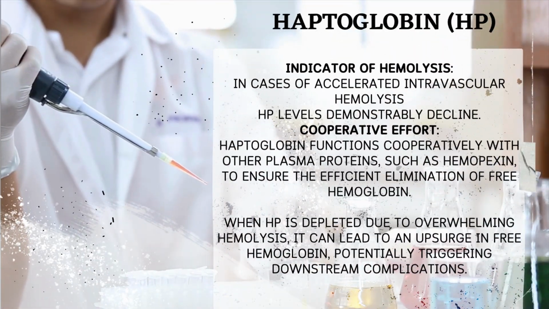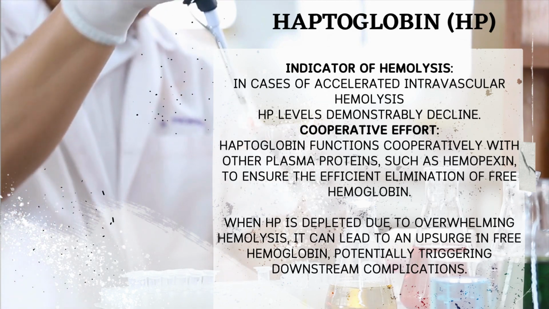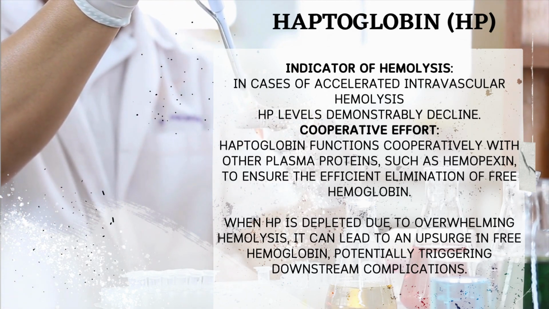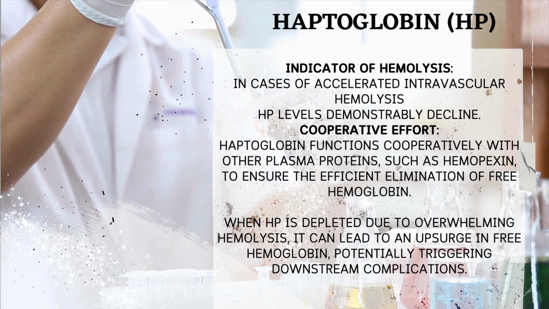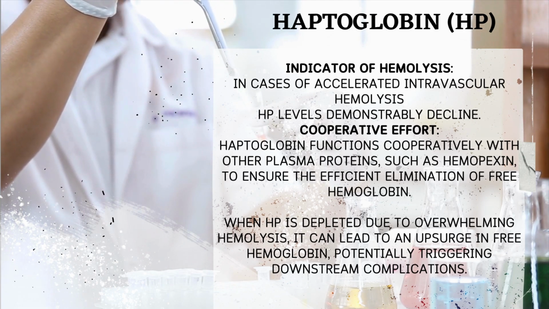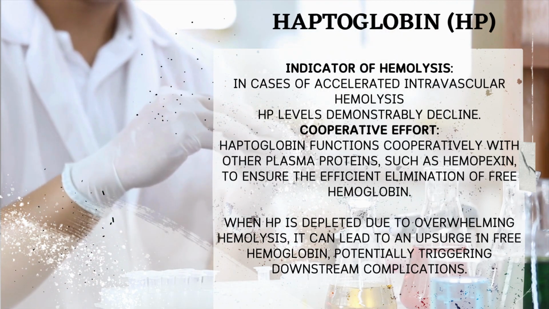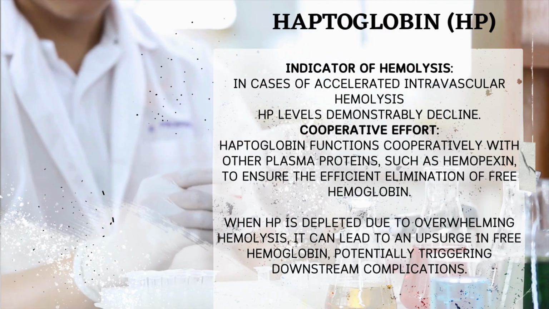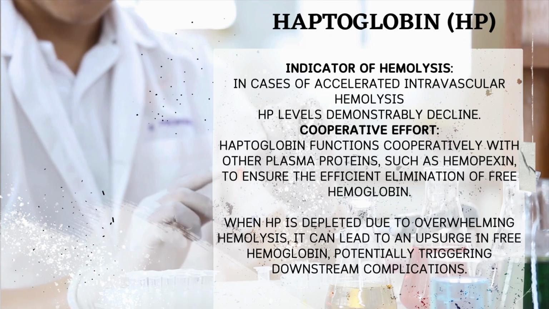Indicator of hemolysis. In cases of accelerated intravascular hemolysis, excessive red blood cell breakdown within blood vessels, HP levels demonstrably decline. This is because HP is being consumed as it binds to the liberated hemoglobin. Measuring HP concentration can therefore be a valuable tool for clinicians to diagnose hemolysis and identify potential underlying conditions.